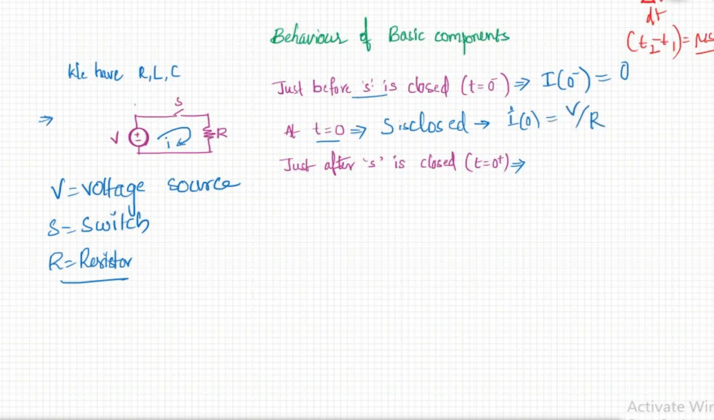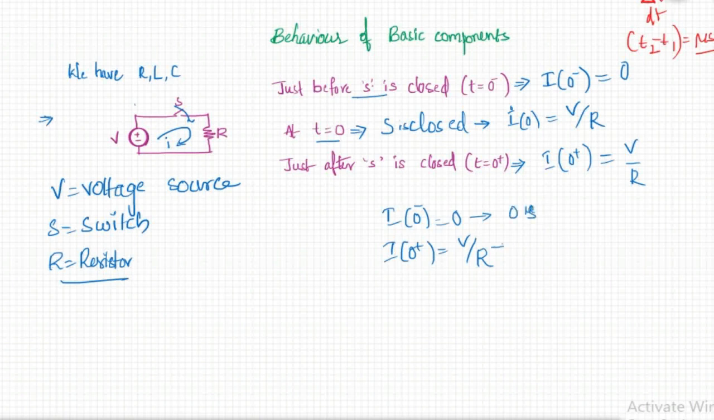Now just after S is closed, at t equal to 0 plus, what is happening? The switch has been closed at t equal to 0. Just after switching, the current will be voltage by resistance. That means at t equal to 0 minus there is no current in the circuit, but at t equal to 0 plus there is a current, that is V by R. Let us assume this as 0 seconds, and 0 plus means just after closing the switch, let us assume it as 1 microsecond. So this is the t equal to 0 minus condition, and this is the t equal to 0 plus condition.